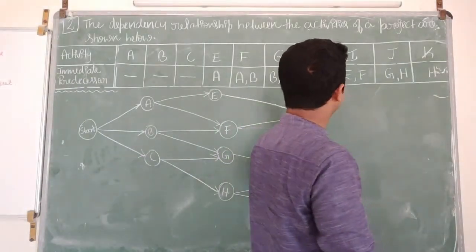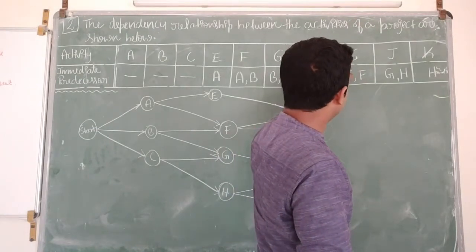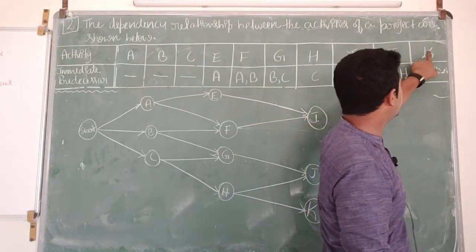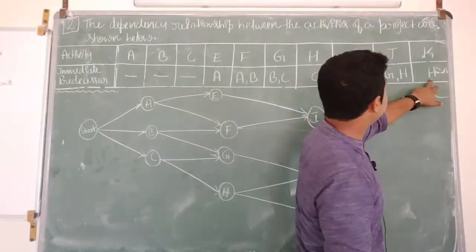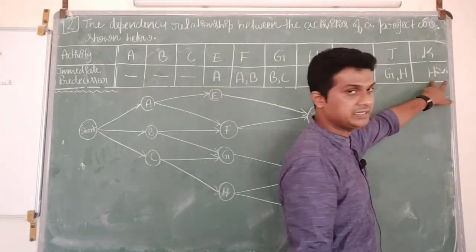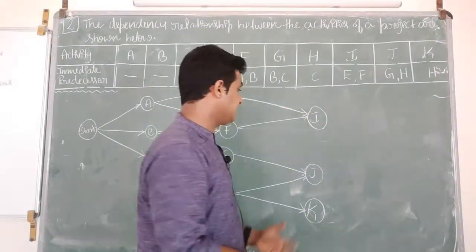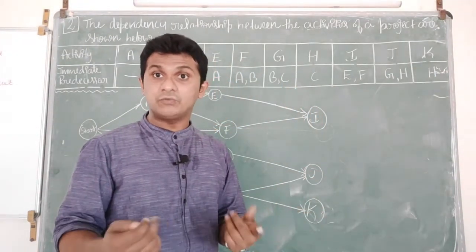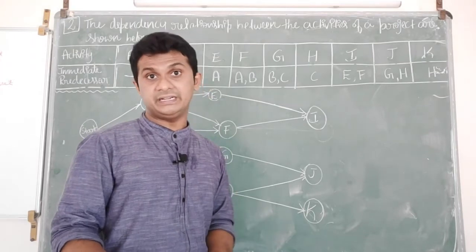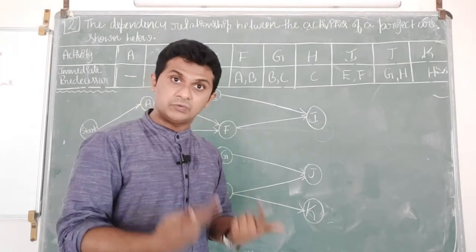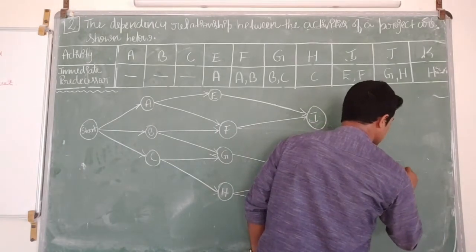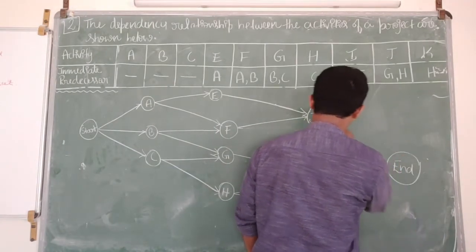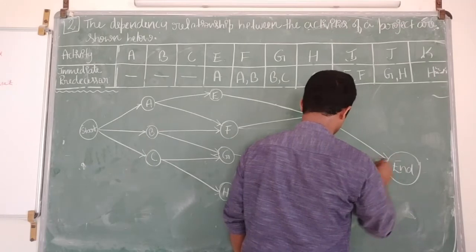Now if you see the ending activities, activities I, J and K are not predecessors of any activity. That means they are ending activities. Since there is more than one ending activity, we have to create one more node, which will be called the end node. This end node has to be connected by the ending activities.